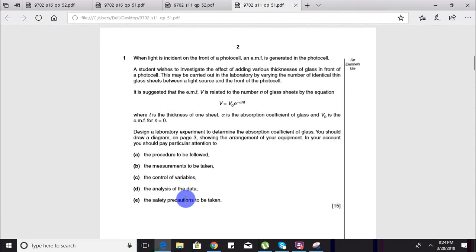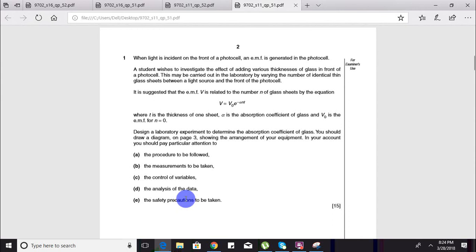You have to use glass sheets made of the same material, and you can use a vernier caliper each time to measure the thickness at various points along the length to ensure that the thickness is the same each time. If it varies, it's going to have an impact.